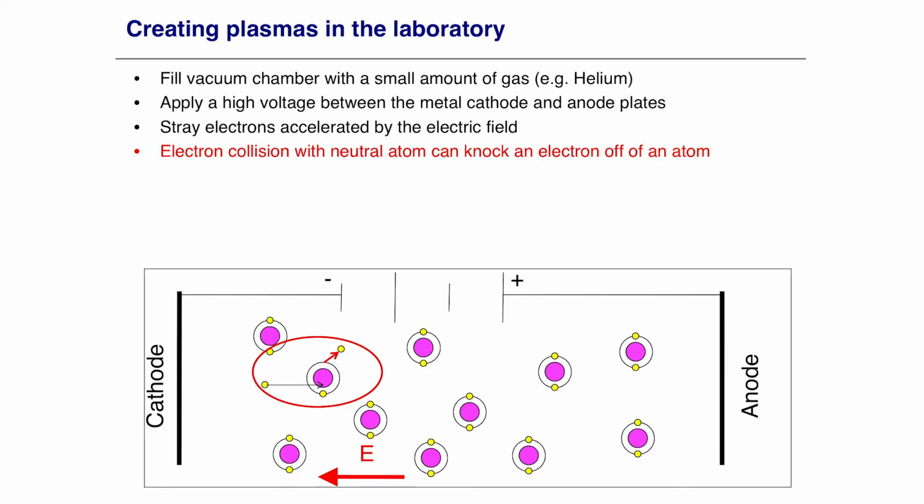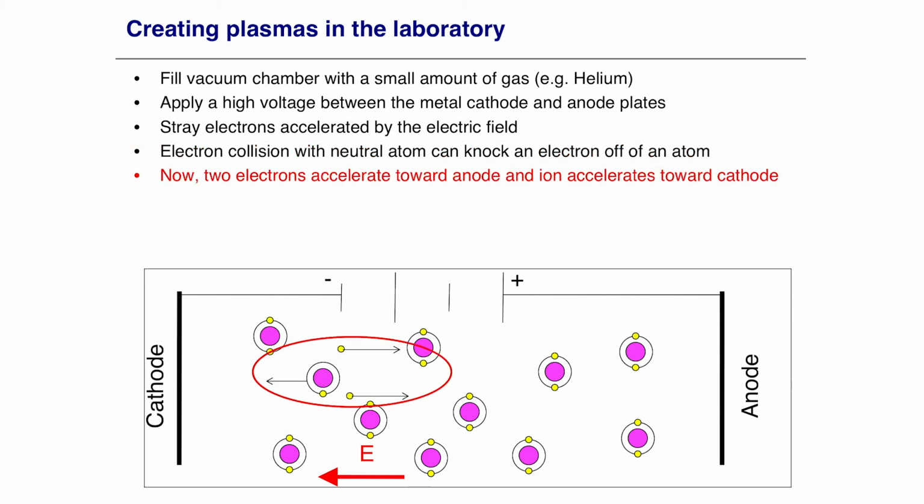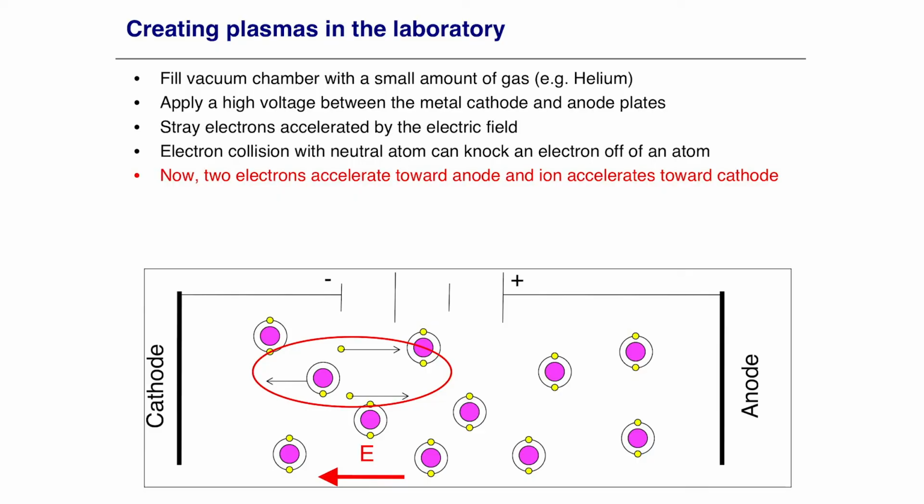If that electron collides with enough energy, violently enough with that neutral atom, it can knock an electron off of the neutral atom. Once this happens, we now have our original electron and our new electron that's been knocked off of the helium atom. So these 2 electrons are now accelerated again by this electric field that's present. And they are free to potentially collide with yet more neutral helium atoms. At the same time, what's left over of that original helium atom is now positively charged because it's missing an electron. That positive charge is going to be accelerated by the electric field in the opposite direction.